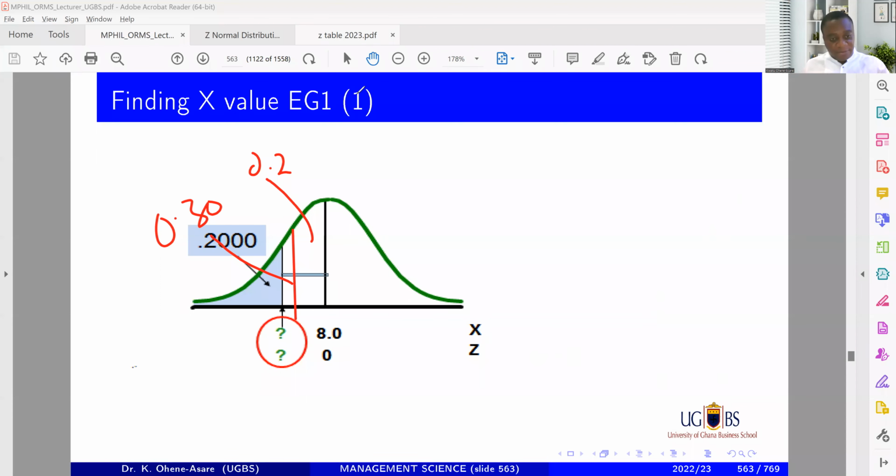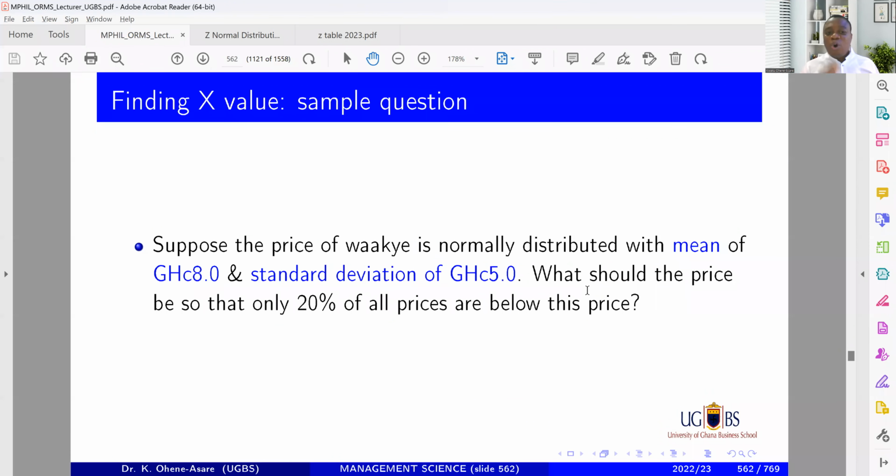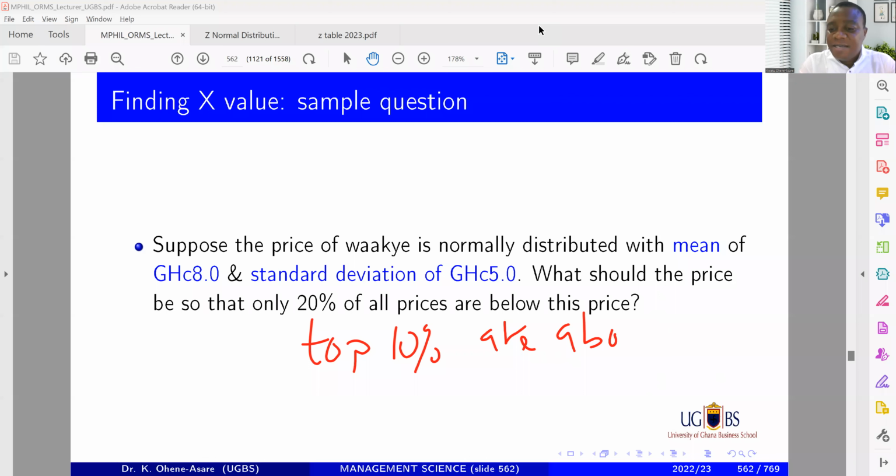Now let me give you another question, still on this, slightly different from this one. What should the price be so that the top 10% of all prices are below this price? I want to repeat. What should the price be so that the top 10% of all prices are above this price?